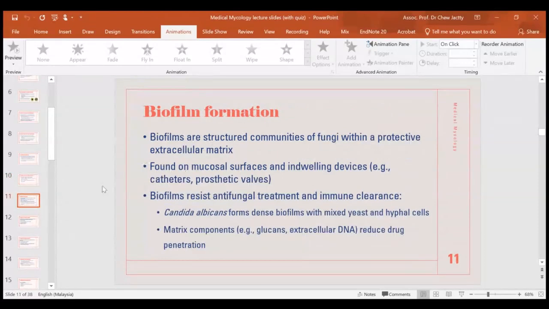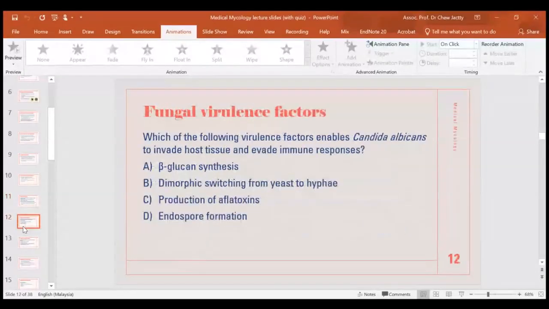They can resist immune response in the host. They can also protect the fungal cell within the biofilm from being targeted by the drugs because there's less penetration of antifungals across the extracellular matrix of the biofilm. So these are the 6 virulence factors that we see in the fungal cell.